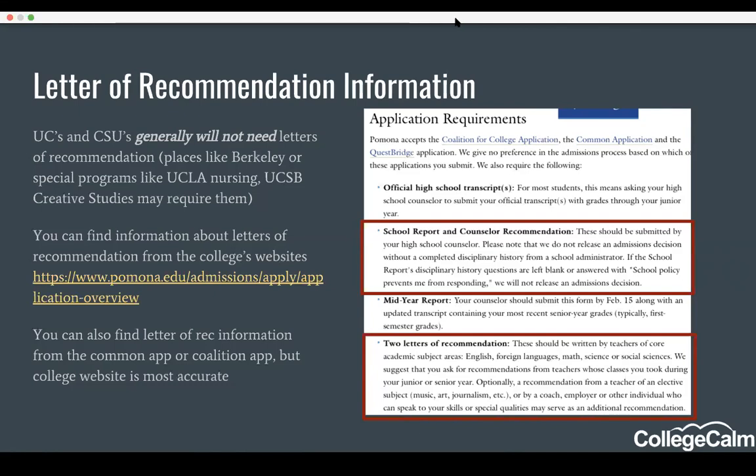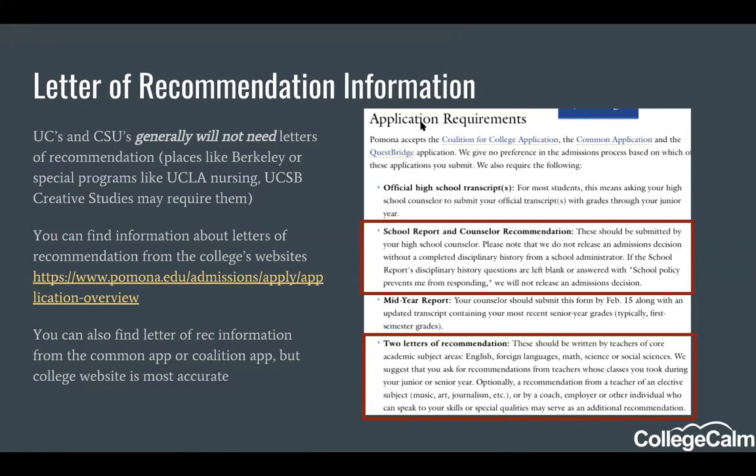This is Pomona's website, and I just highlighted the school report and counselor recommendation, and then the 2 letters of recommendation that are required from the teacher. They also say that you can submit optional letters, which we'll talk a little bit about in a few minutes.